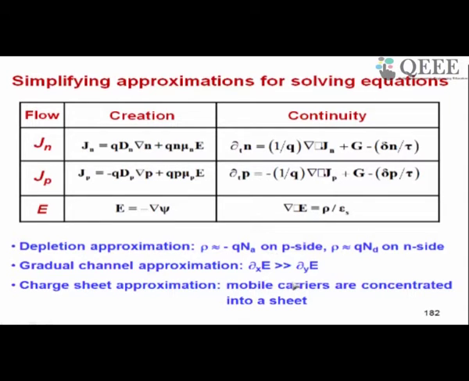Now in the 2-dimensional situation, you can assume one of the gradients to be much more than the other. The dou E by dou x is much more than dou E by dou y. That is how you can drop off terms on the left hand side of Gauss law. That is gradual channel approximation.